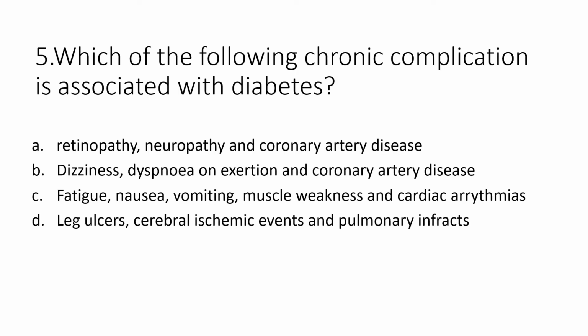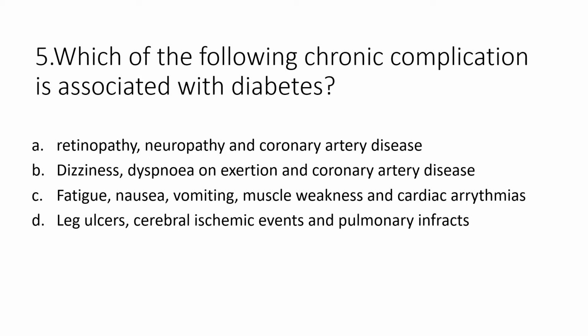Now, question number 5. Which of the following chronic complications is associated with diabetes? Option A, retinopathy, neuropathy, and coronary artery disease. Option B, dizziness, dyspnea on exertion, and coronary artery disease. Option C, fatigue, nausea, vomiting, muscle weakness, and cardiac arrhythmias. Option D, leg ulcer, cerebral ischemic events, and pulmonary infarcts.